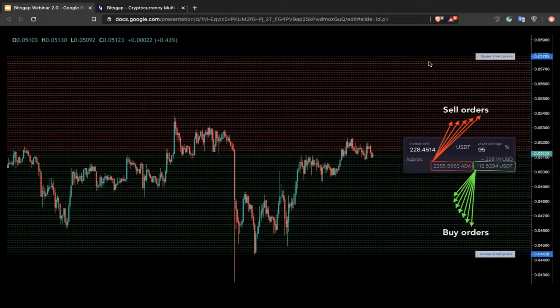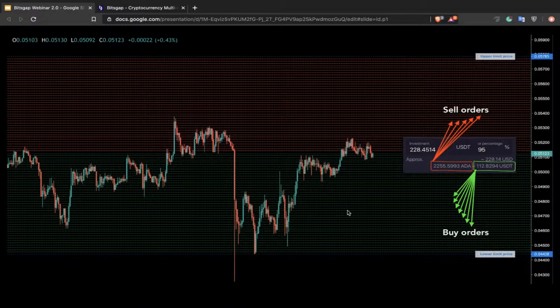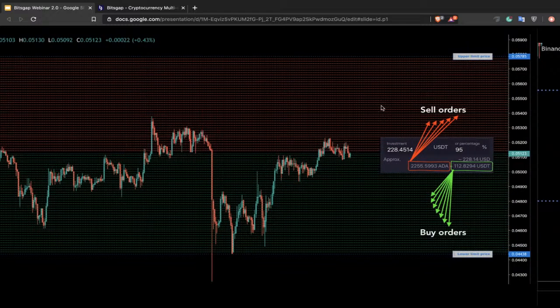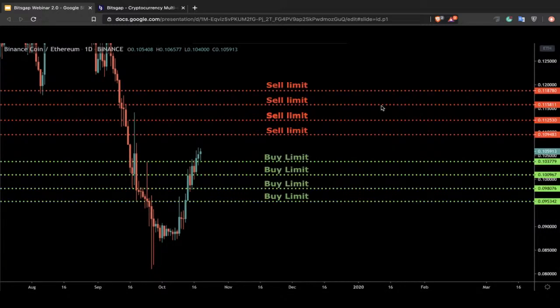Another concept to understand here is the trading range, which is defined by the upper limit price and lower limit price. As long as the price stays within this trading range, the bot will be able to execute trades. There are some exceptions, and we will go through this a little bit later. But stay with me. So once again, the idea is that we have the trading range and we plot limit orders.